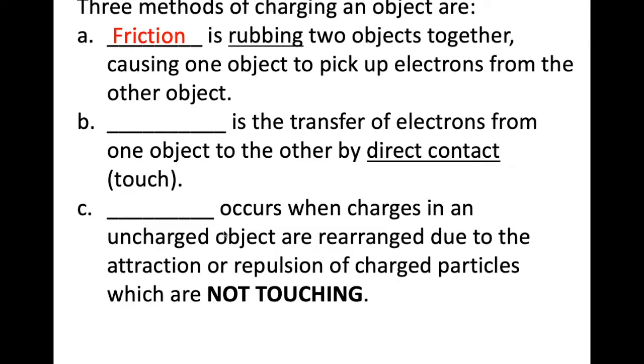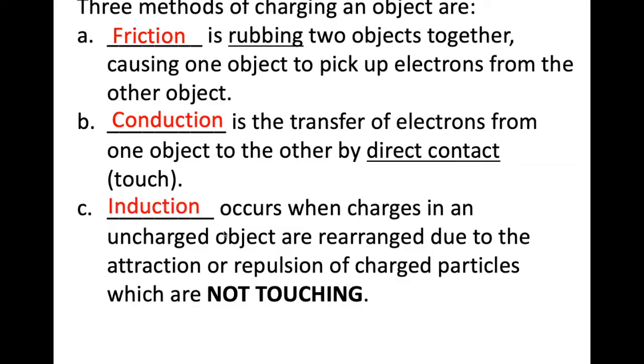Another way that you can transfer electrons is conduction. This is by direct contact or touch. So let's say you use some friction and you gave one of the objects a negative charge. Well, when you touch it to something else, that negative charge may transfer.